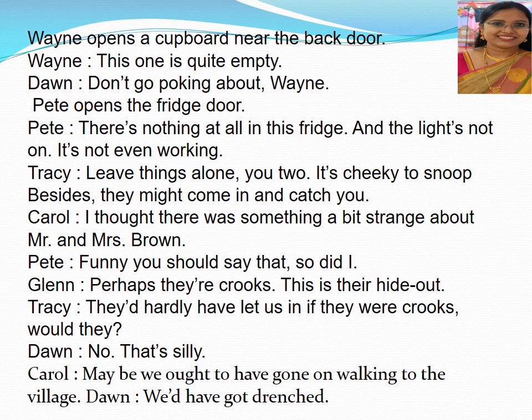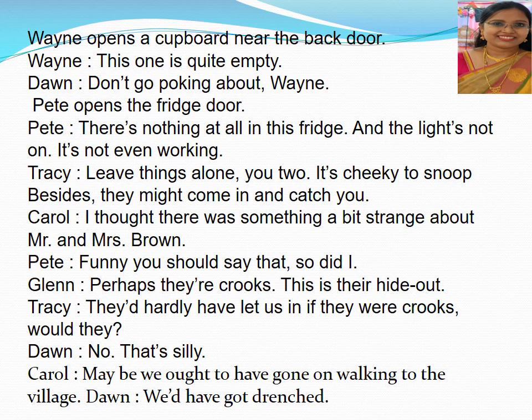Carol: I thought there was something a bit strange about Mr. and Mrs. Brown. Patty: Funny you should say that. So did I. Glyn: Perhaps they were crooks. There is their hideout. Tracy: They hardly have letters in. If they were crooks, would they? Dawn: No, that's silly. Carol: Maybe we ought to have gone on the walk to the village. Dawn: We would have got drenched.